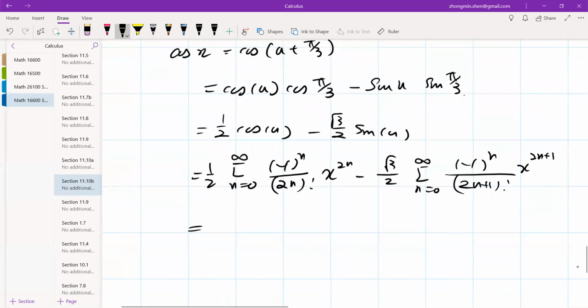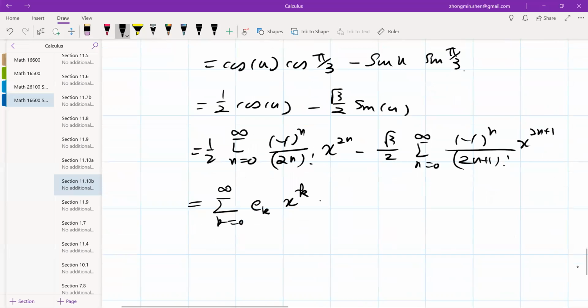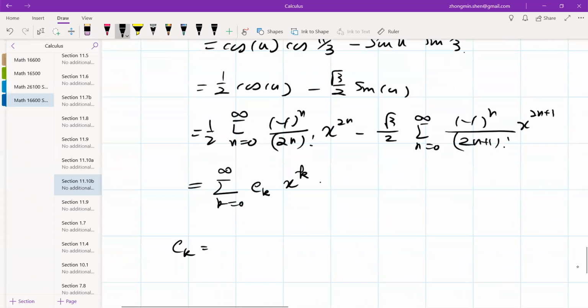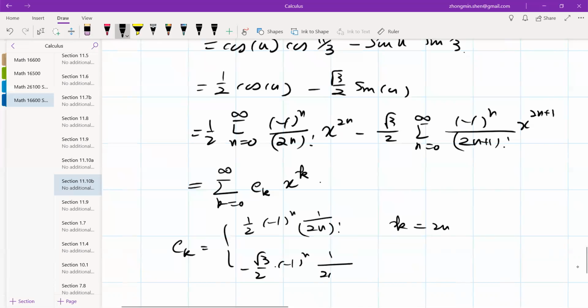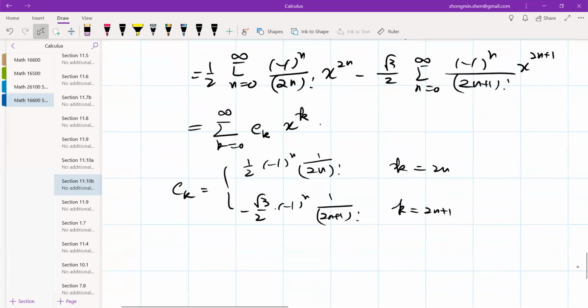Okay. So you can write it in the following way: the sum over k equals 0 of c_k times x to the power k. But then you have to decide what c_k is. When k equals 2n, it is one thing, and it is going to be negative when k equals 2n plus 1. You can describe it in this form. The coefficient is defined by this formula.